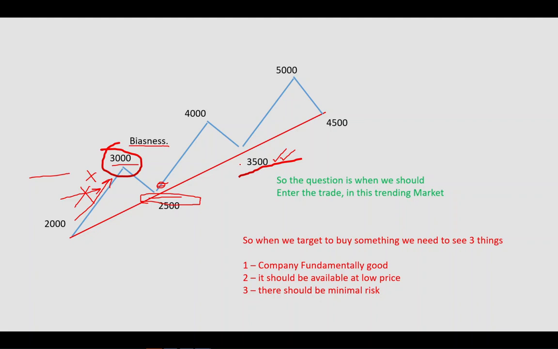Even though the trade was taken 500 rupees higher than the previous one, still this will be considered a better trade than the trade which was taken at 3000 rupees. So the right reason for taking the trade is near 2500, near 3500, near 4500, and so on and so forth.